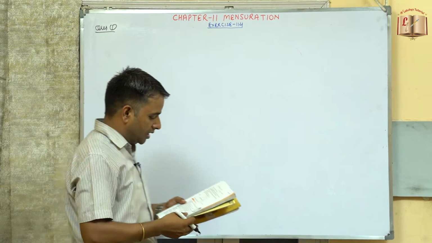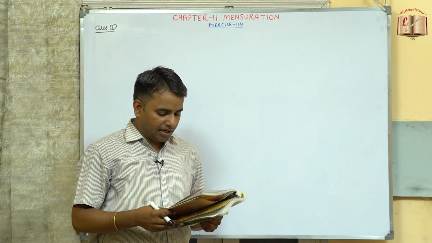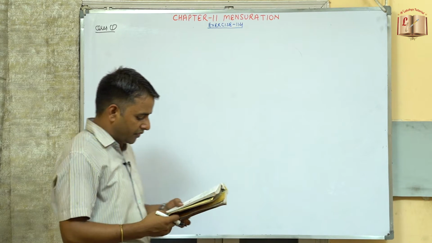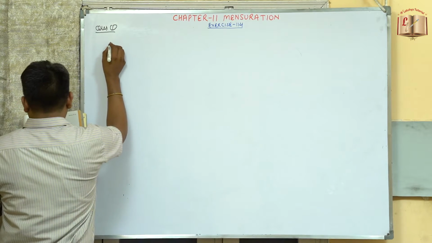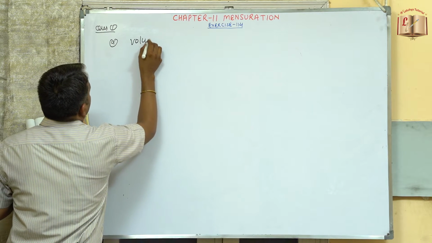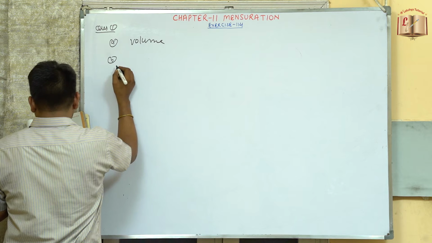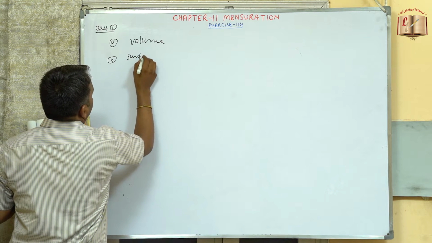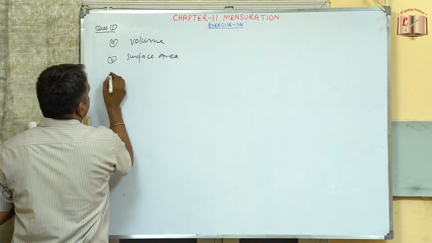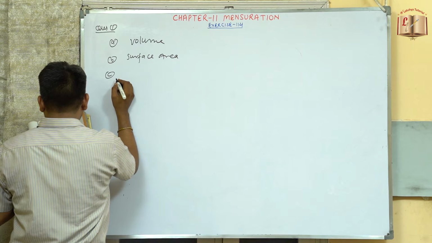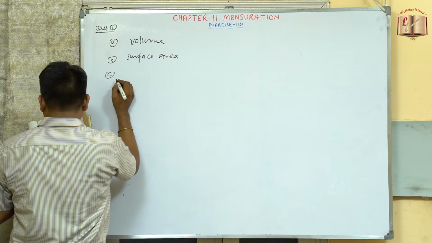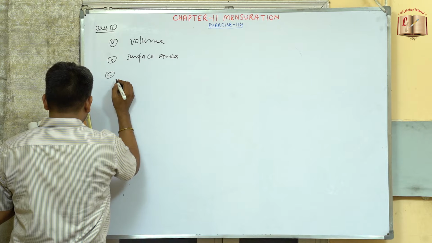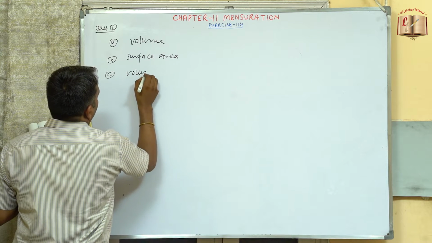It is given a cylindrical tank. In which situation will you find the surface area and in which situation the volume? In the first case, to find how much it holds, it is volume. B, the number of cement bags required to plaster it. To plaster it, we require the surface area. And C part, to find the number of smaller tanks that can be filled with the water from it, again we require volume.